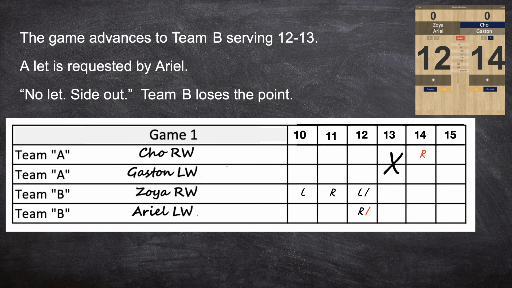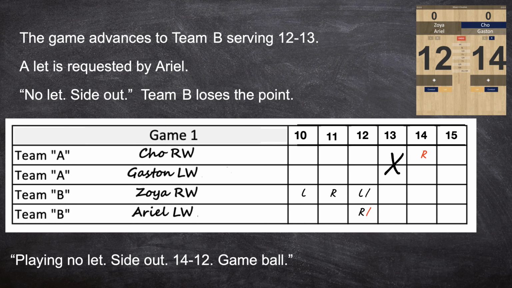What score? When a team reaches 14 points, the next point could end the game. The term game ball is added to the score. Playing no let. Side out. 14-12. Game ball. This is game 1, but later in the match, the next point could not only end the game, it could end the match. The term match ball is added to the score.